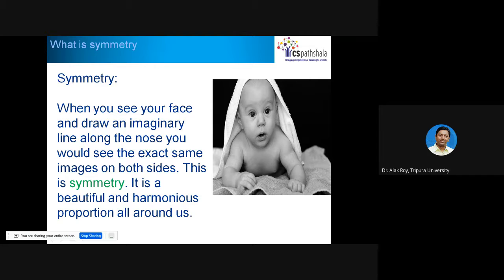When you see a face and draw an imaginary line along the nose, you would see the exact same image on both sides. This is called symmetry. It is a beautiful and harmonious proportion around us.